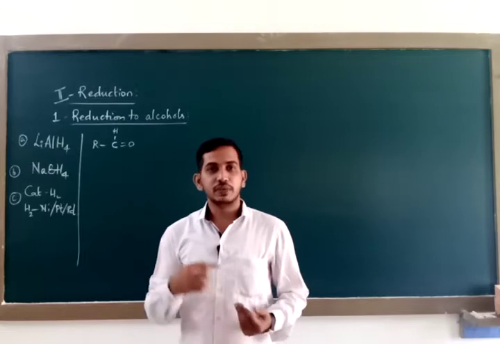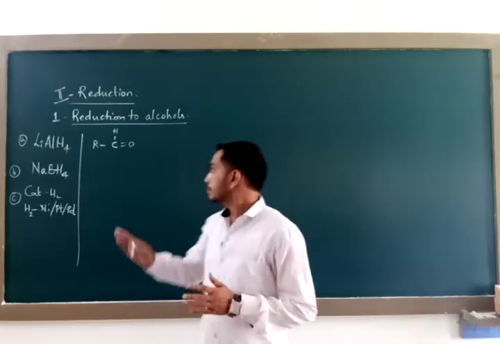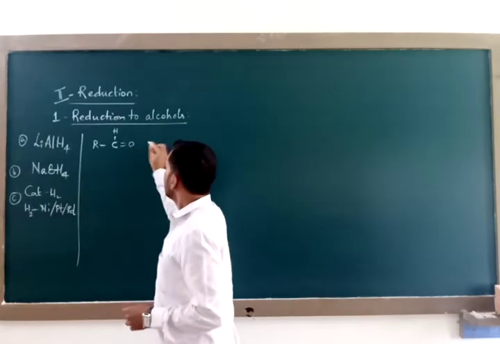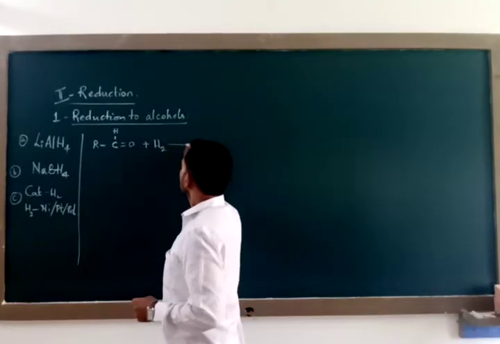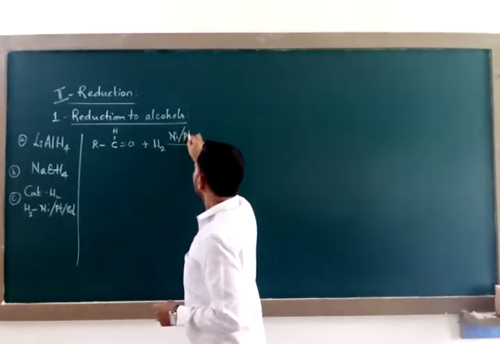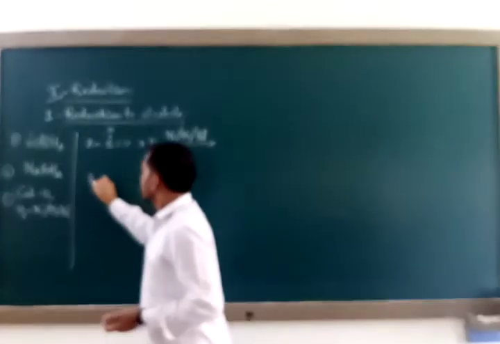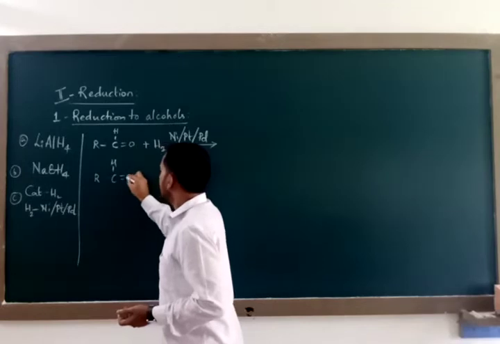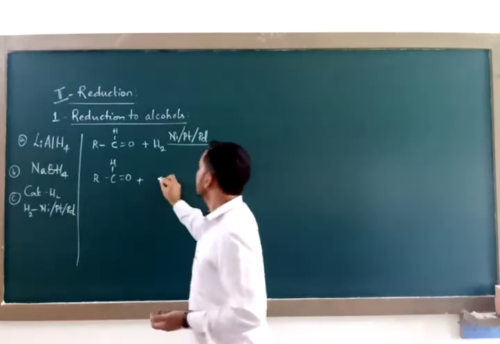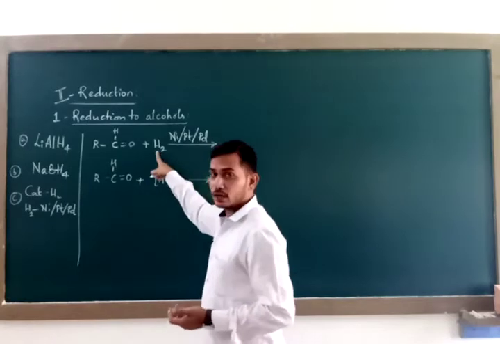I have told you in my previous chapters also that whichever reducing agent you choose, the way you represent it is important. If you are choosing catalytic hydrogenation, then you write H2, and on the arrow any one catalyst, either nickel or platinum or palladium. If the aldehyde is reduced by lithium aluminium hydride or sodium borohydride, then represent them by nascent hydrogen atoms and not molecular hydrogen.